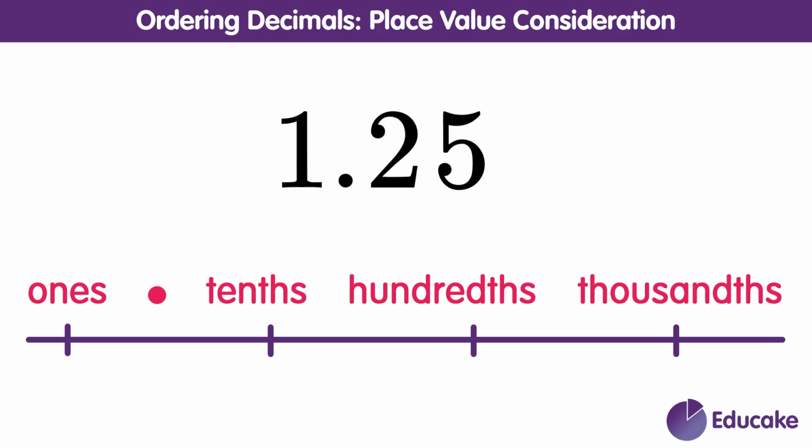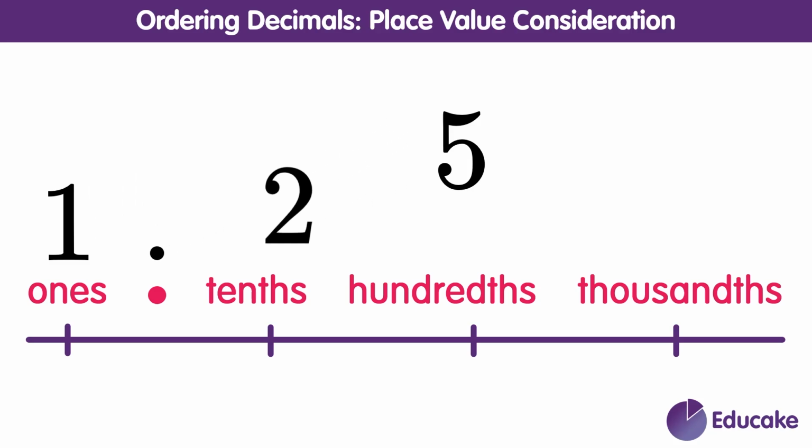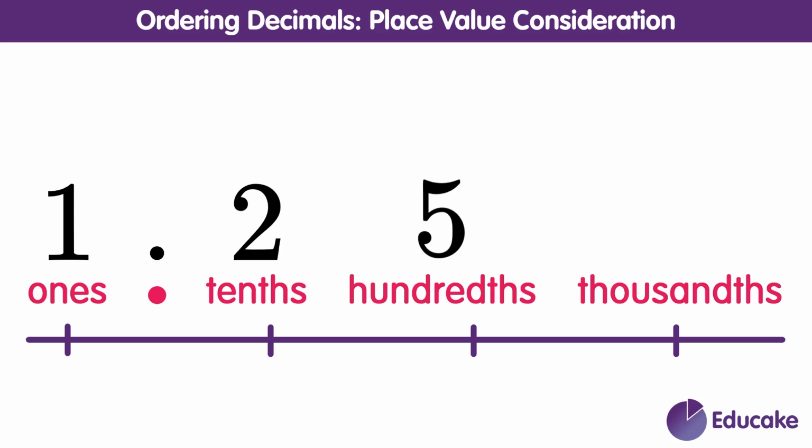So the 1 to the left of the decimal point, that's our units or our ones. The next number that comes after the decimal point is the 2, and that goes in the tenths because we have 2 tenths. And then finally the 5 goes in the hundredths column, so we have 5 hundredths.